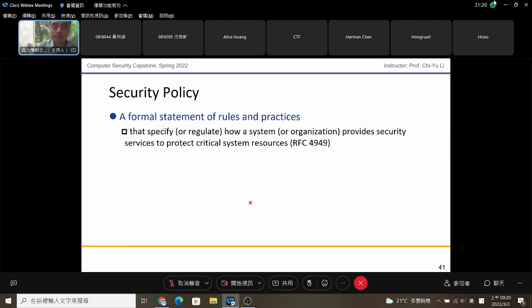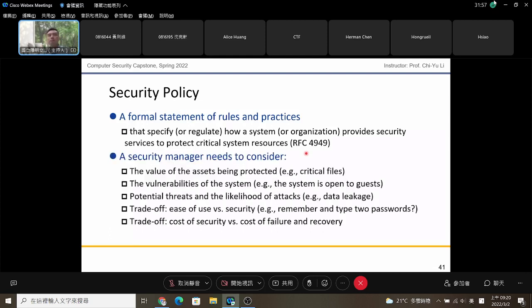Okay, security policy. We can have a formal statement of rules and practices. For example, we specify how a system provides security service to protect critical system resources. We can refer to RFC 4949, where there are some formal statements of rules you can refer to. And security managers need to consider the following, at least the following, maybe more.